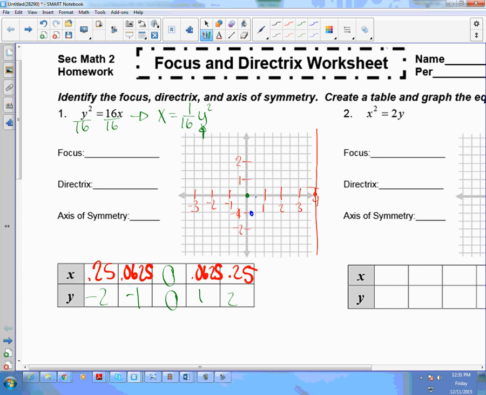The second point is 0.0625, and down -1, which is almost on the y-axis, but yeah, I didn't go far enough down the plane. This one's down here at -2, and this one's up here at -1.